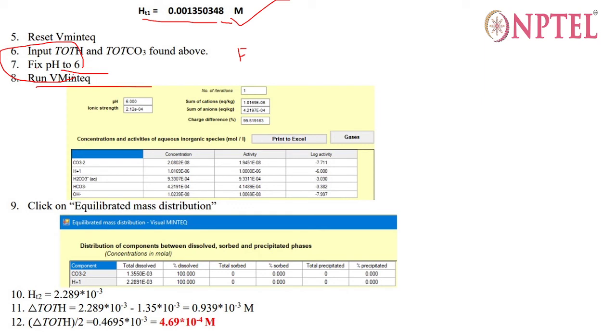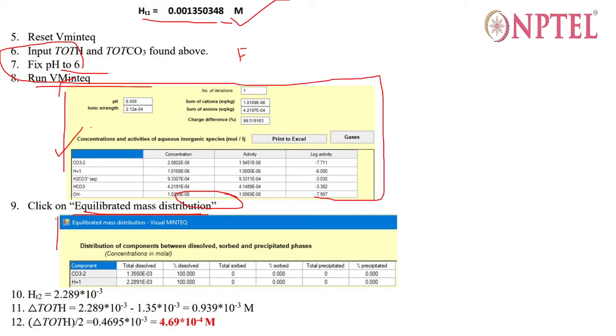So then run this Visual MINTEQ, you will get this list. And then click this equilibrated mass distribution. At the bottom, you will find this option called equilibrated mass distribution. If you click this option, you will get this table. This was the original table, the initial interface, right? After running this Visual MINTEQ software, you will get the simple interface. Then there is an option just below this table, called equilibrated mass distribution.